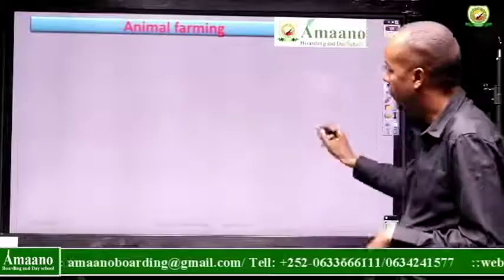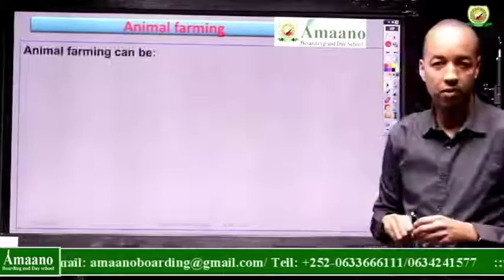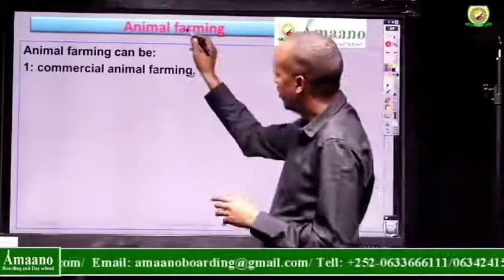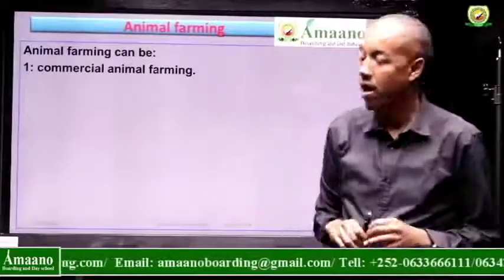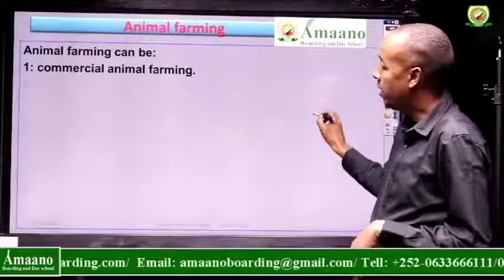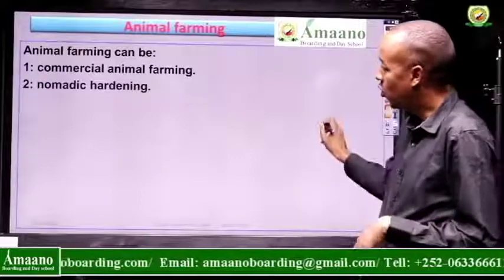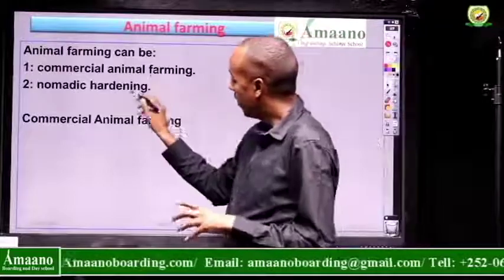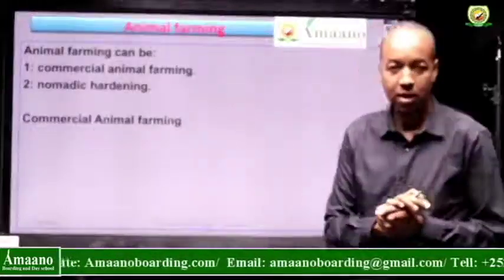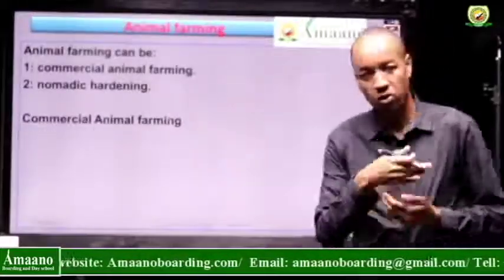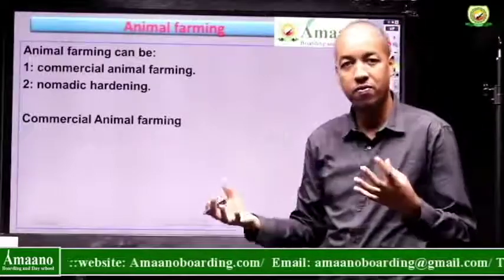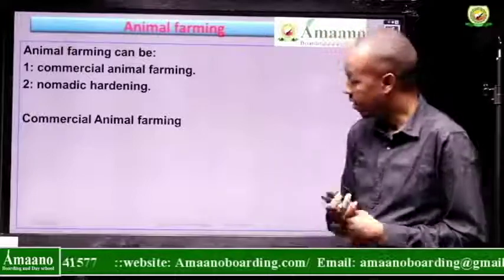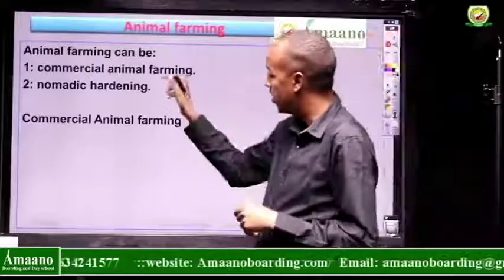The last slide of our lesson today is animal farming. Animal farming is what we call domestication of livestock. It can be grouped as commercial animal farming and nomadic animal farming. Commercial animal farming is the domestication of animals for trade. When you domesticate different kinds of livestock in order to sell them and get profit from them, it is called commercial animal farming.